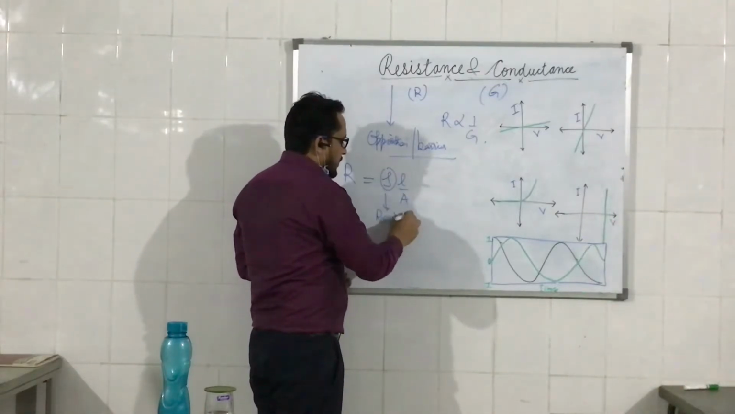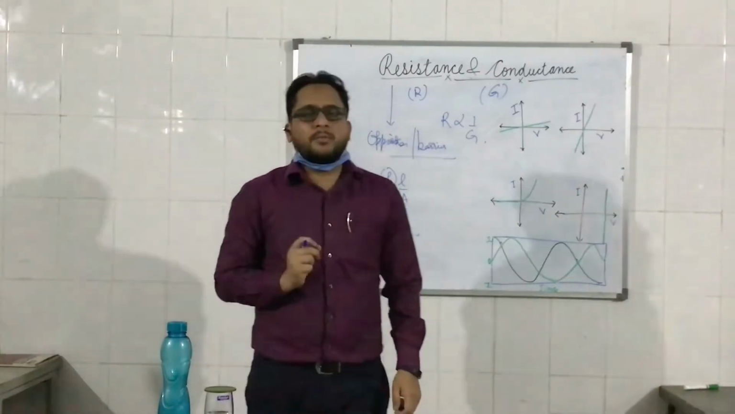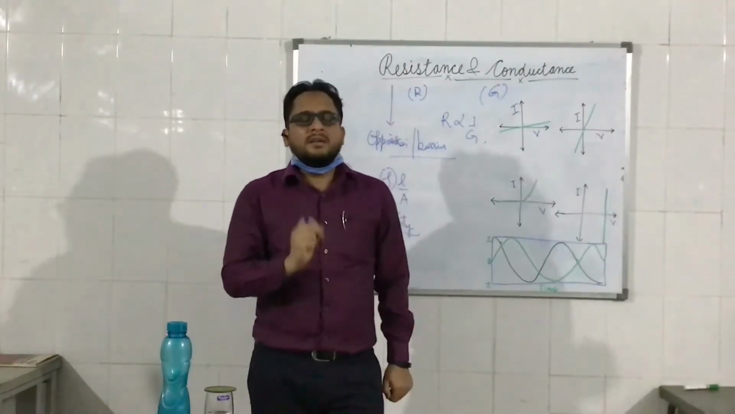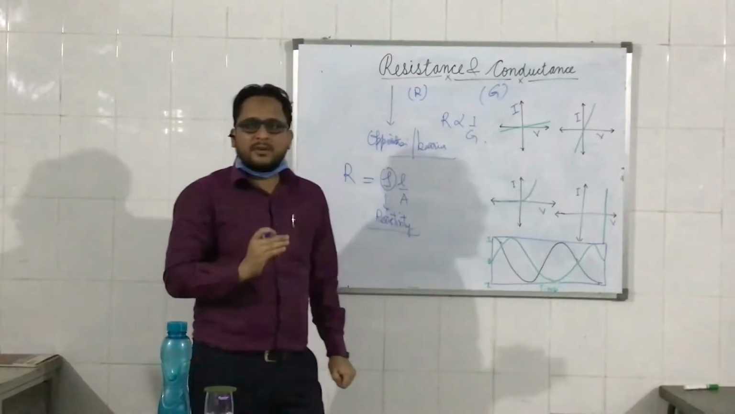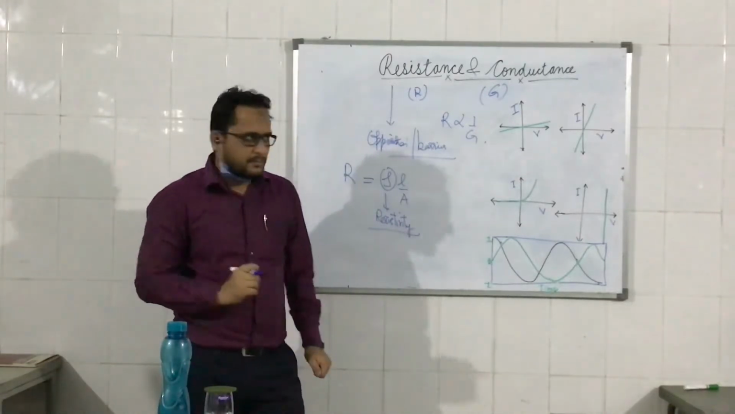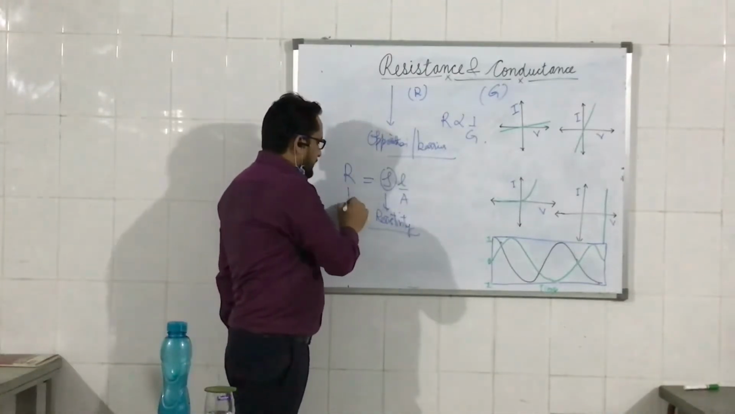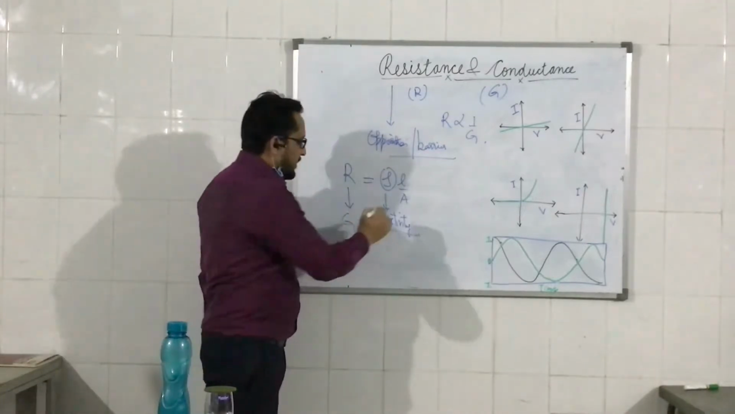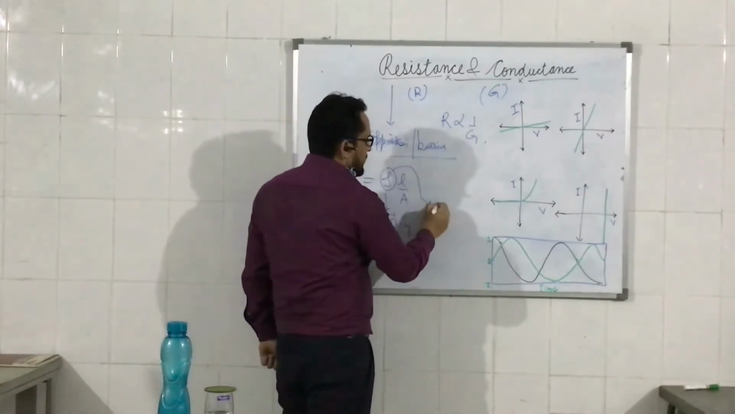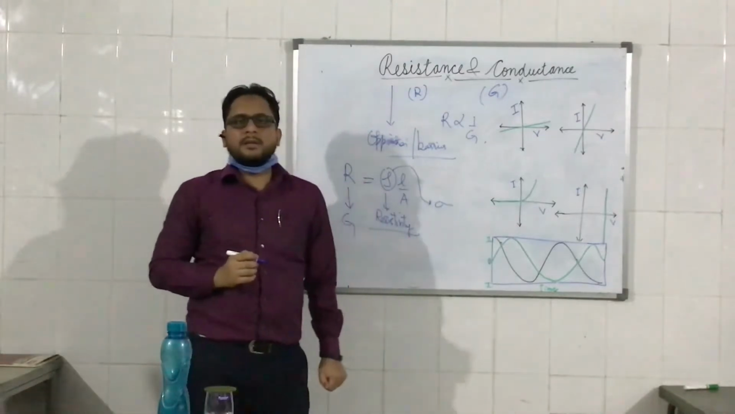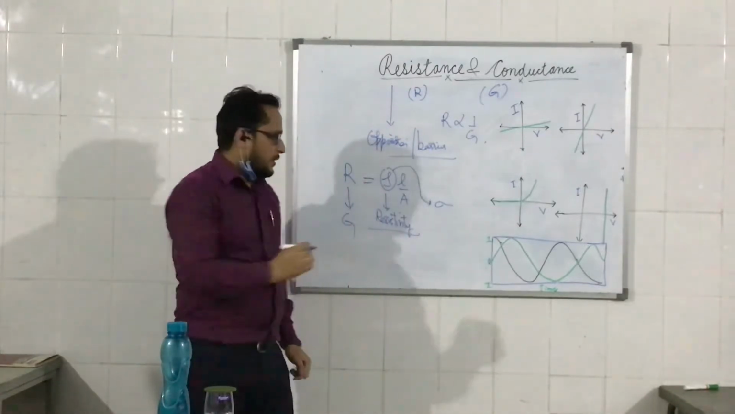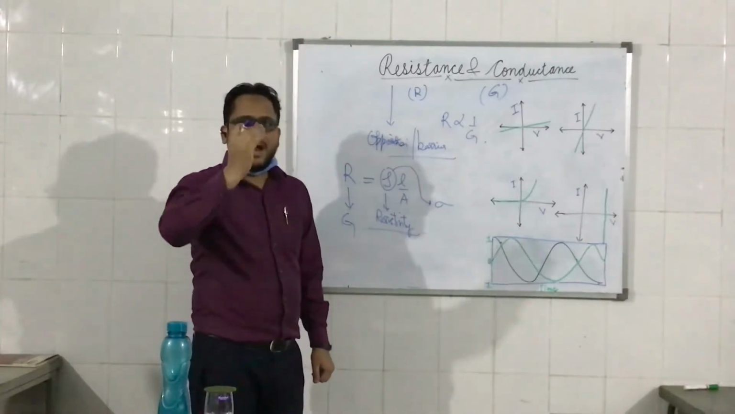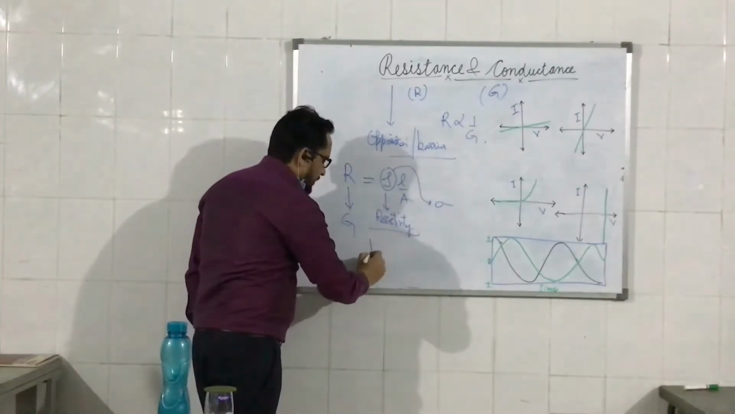Now, resistivity is an intrinsic property. That means it depends only upon the type of material. It does not depend upon its length, its area of cross section, and other properties. As we have conductance which is reciprocal to resistance, we have conductivity which is reciprocal to resistivity. Clear?